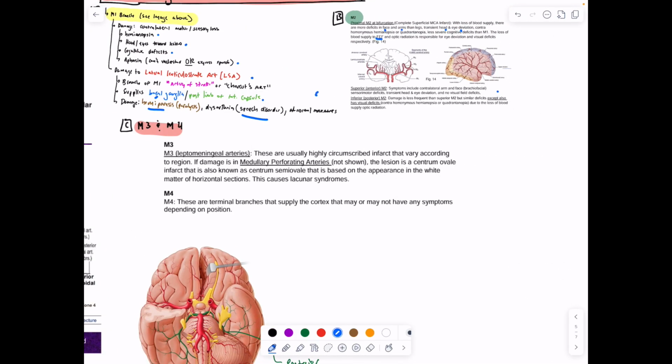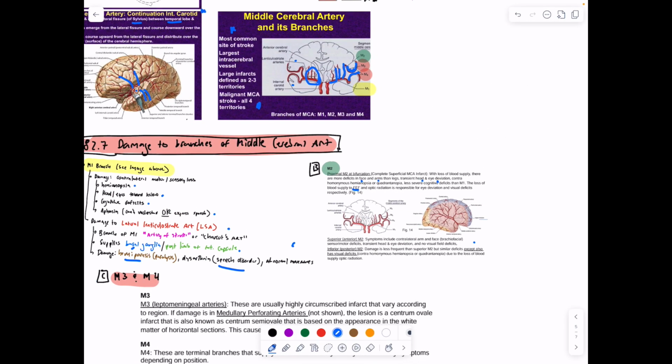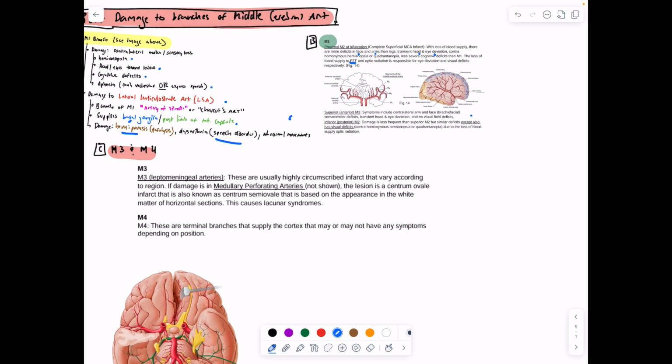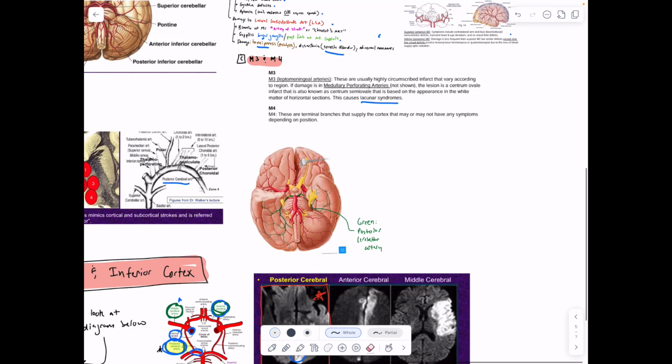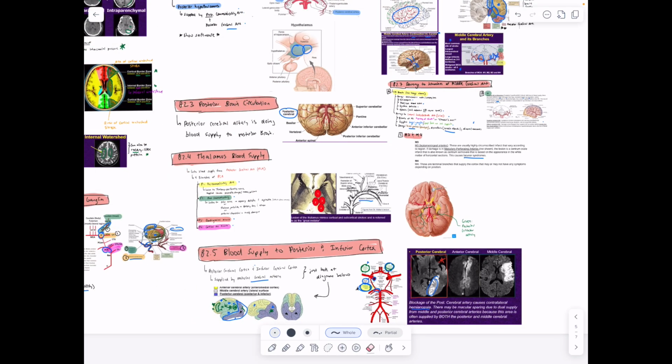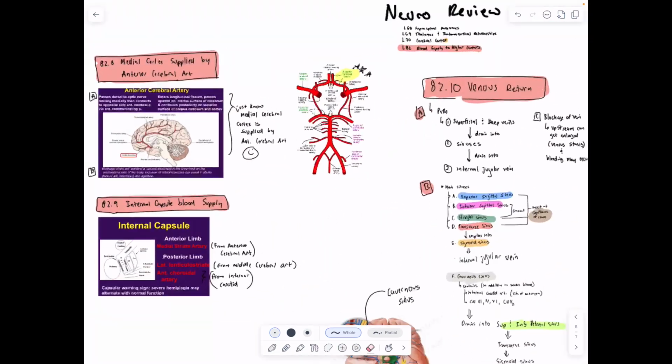M3, you have right here, and so you have these leptomeningeal arteries, and if you have damage to them, you're going to have lacunar syndromes, which is not defined for us, so let's find out what that is. Lacunar syndromes. It's a type of stroke, and it's basically sudden weakness, paralysis, almost out of body, sensory loss, clumsiness, and lack of coordination. All right, so not super helpful. And then M4, those are terminal branches supplying the cortex, and it depends on the position of where they are messed up.